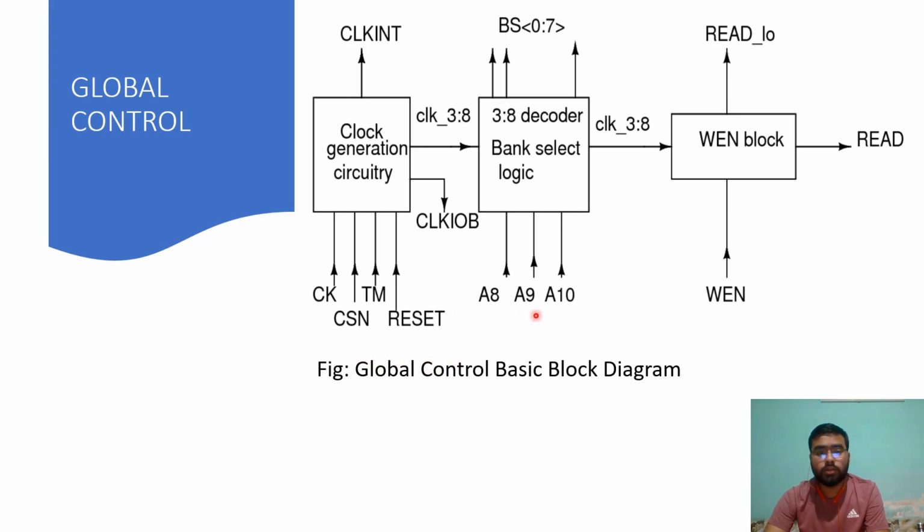This is the logic inside the global control. Reset here is used to reset the internal clock, which further resets the word line. This is the bank select logic, which has a 3:8 decoder. Depending on these 3 bits, one of the banks will be selected. This is the write enable block. The main function of this block is to provide the control signals to the array to enable either the read or write operation.